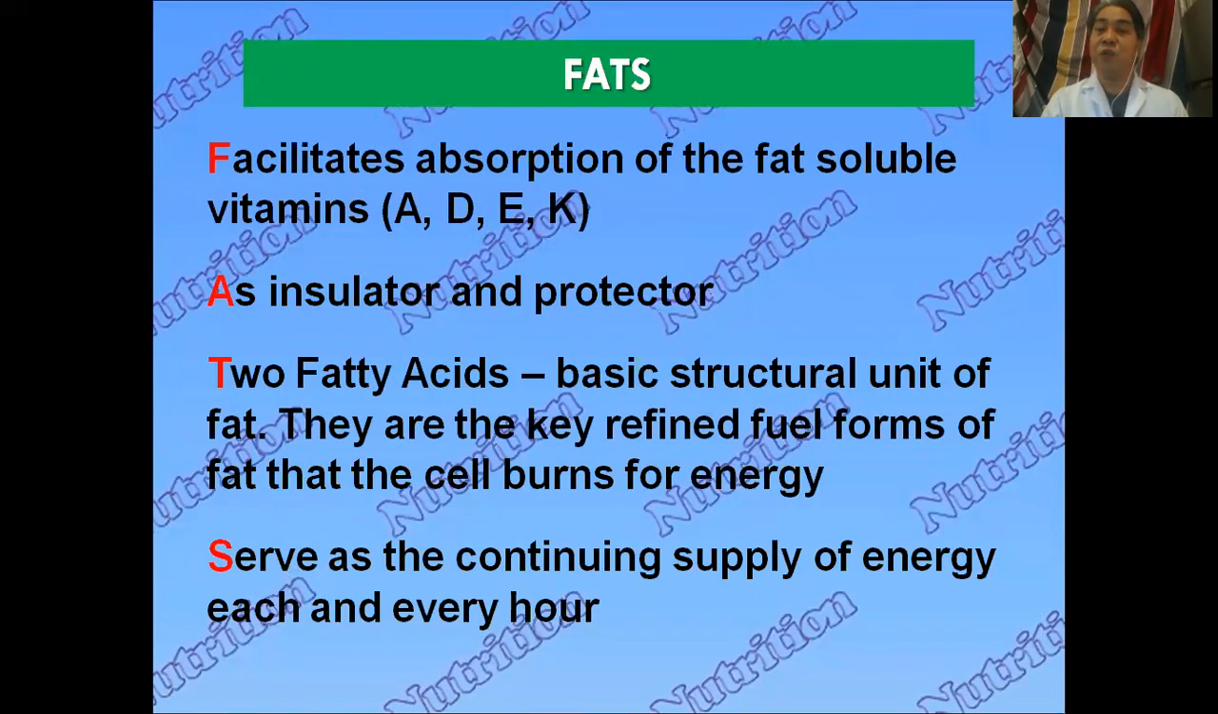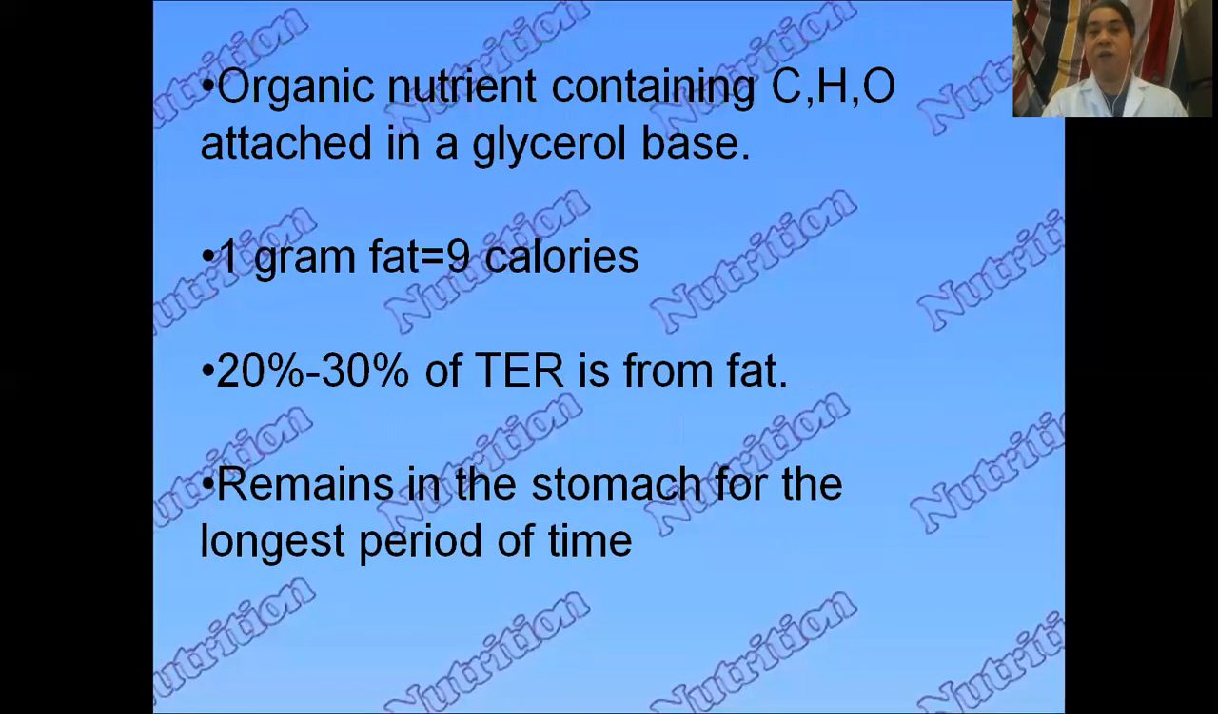Fats facilitate absorption of the fat-soluble vitamins like vitamin A. It is an insulator and protector of our body. It has fatty acids, which are the basic structural unit of fat. They are the key refined fuel forms of fat that the cell burns for energy. It serves as a continuing supply of energy for each and every hour. It is an organic nutrient containing carbon, hydrogen, and oxygen attached in a glycerol base. 1 gram of fat is equivalent to 9 calories upon hydrolysis. 20% to 30% of total energy required from food comes from fat.